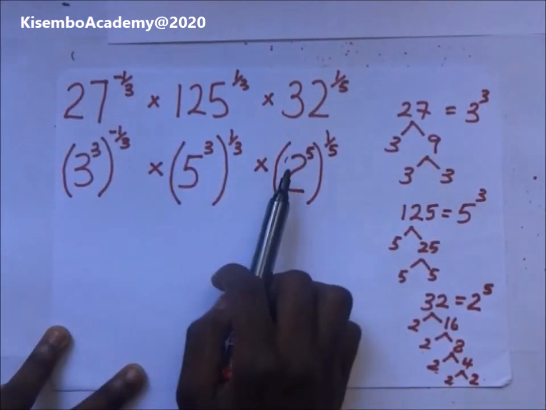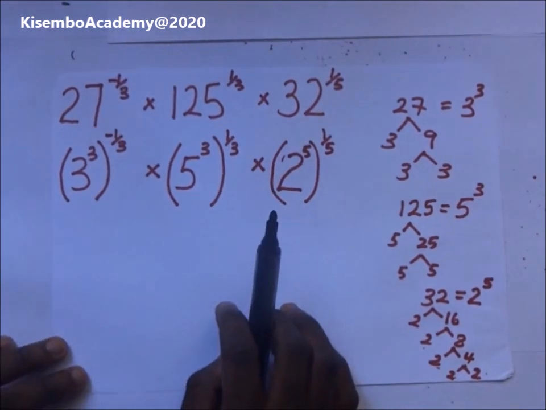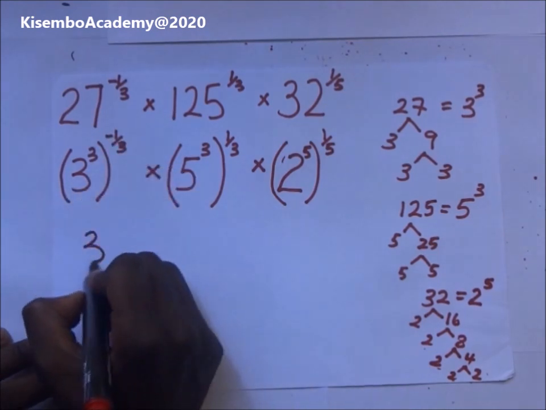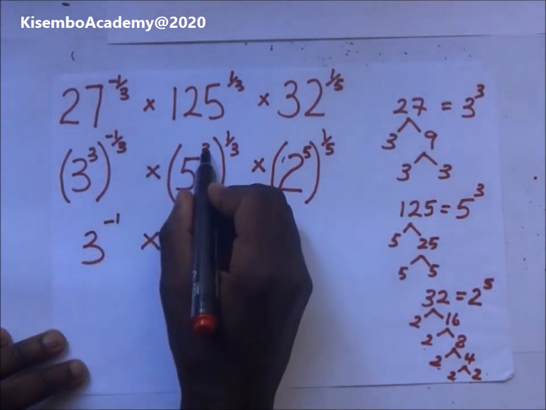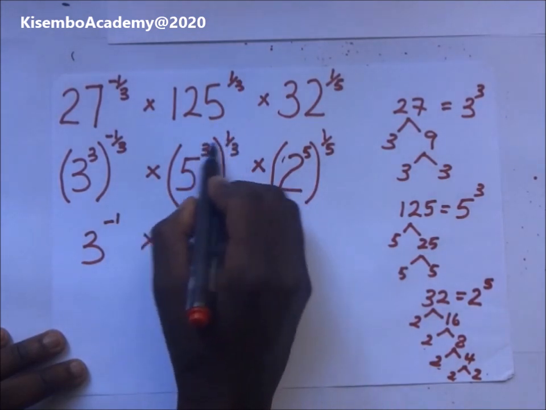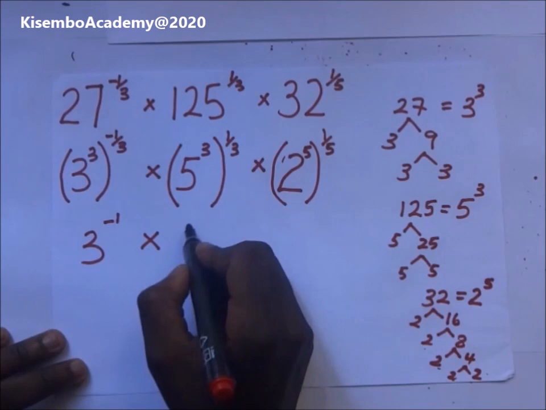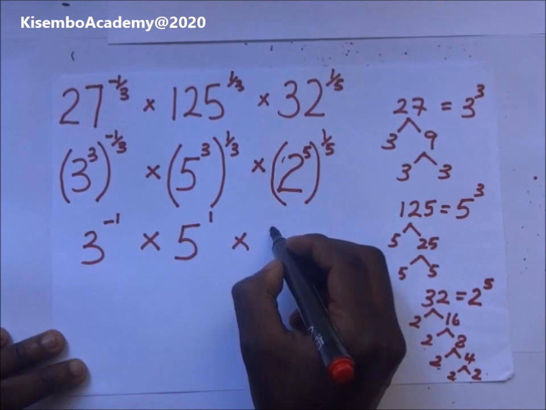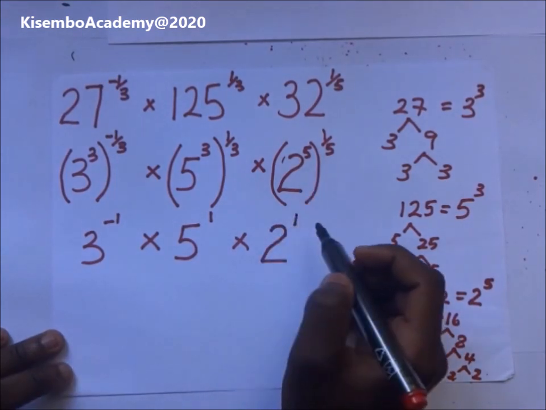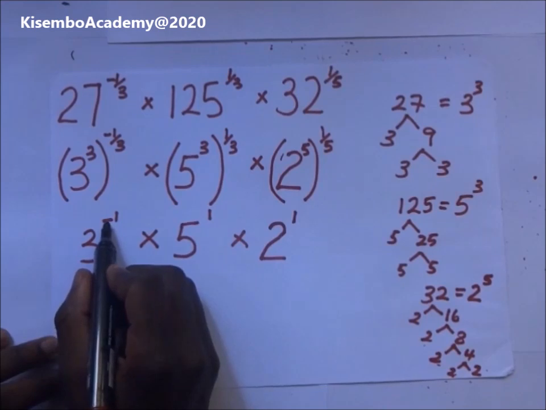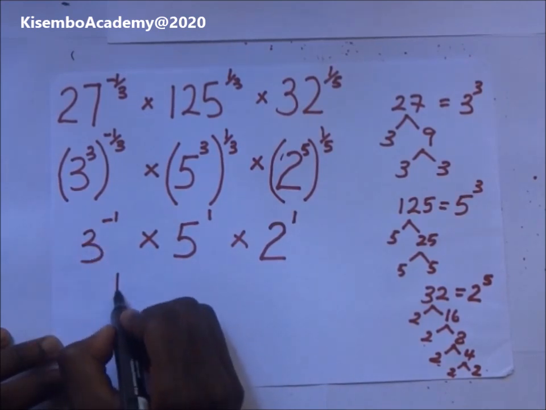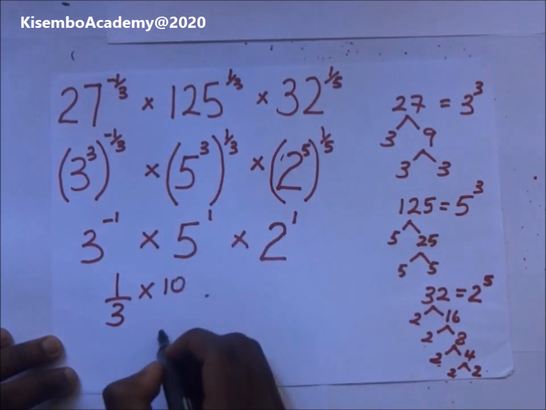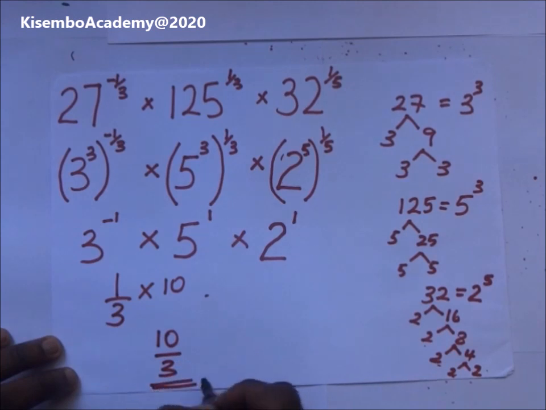After simplifying your figures in this kind of way through factorization, it becomes easier to deal with them. You know that this power is 3 times negative a third. Here I remain with 3 to the power negative 1. Multiply that by, this is 3 times a third, the powers. When you multiply the powers according to our laws of indices, you remain here with 5 to the power 1 times 5 times that is going to give us 2 to the power 1. And definitely this being a negative 1, to remove this negative, you make this number a reciprocal, so it's going to become a third times 5 times 2, which is 10. So the answer here is 10 over 3.